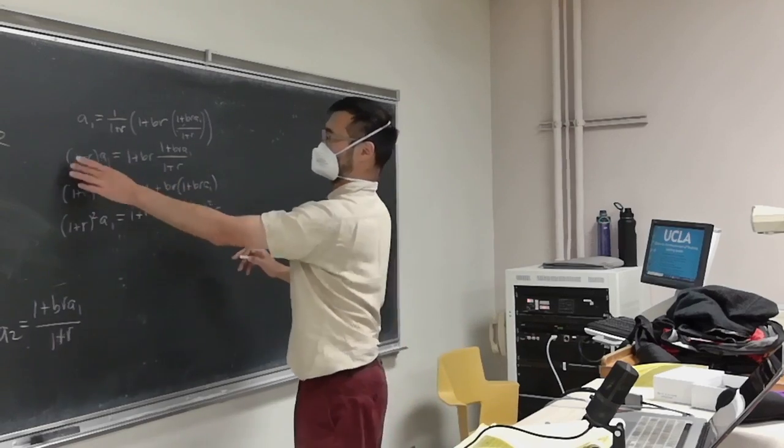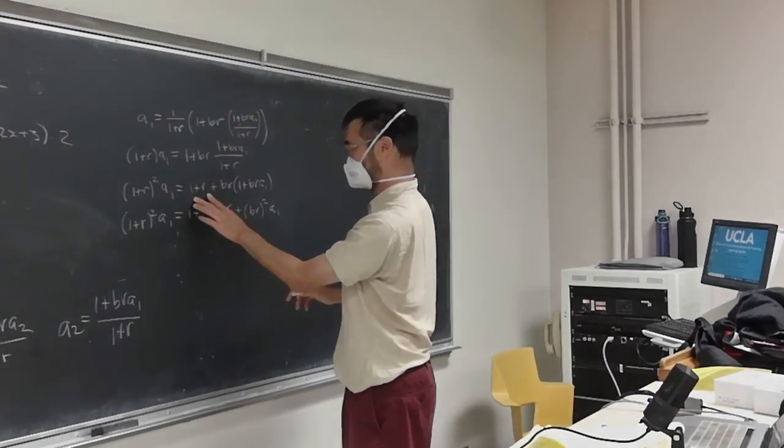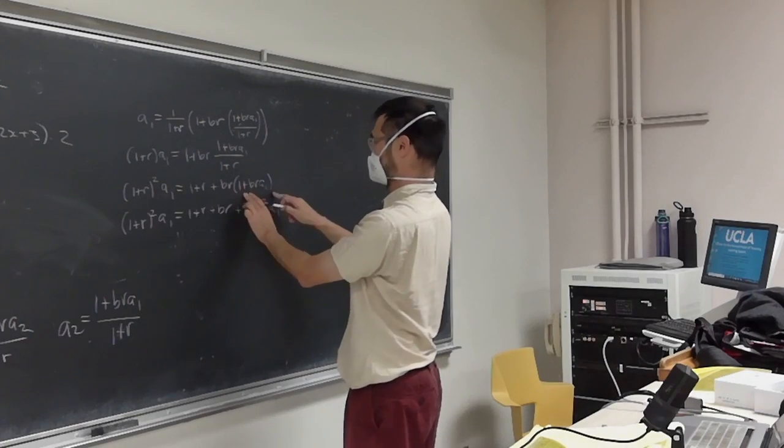Okay. From here to here, I'm just multiplying both sides by 1 plus R. Yeah. So this becomes this. This 1 becomes 1 plus R. This thing becomes BR times the numerator.